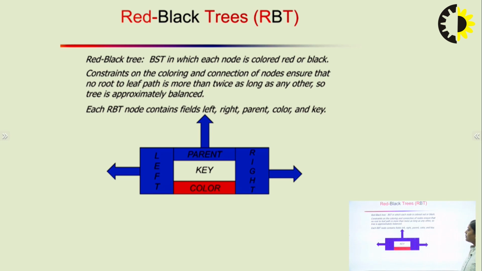Each arbitrary node contains these particular fields: the key, the left child and the right child, obviously a color field, and the parent. And this parent, obviously for a root node, has a null address.